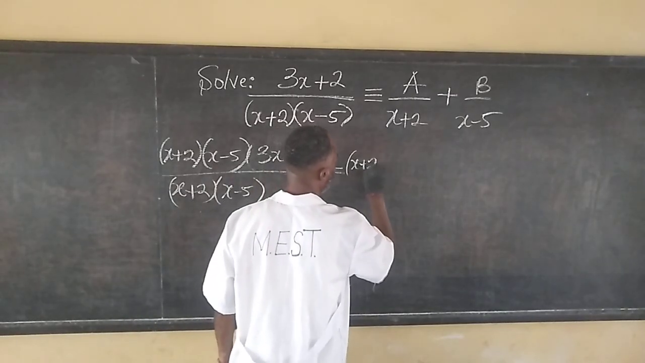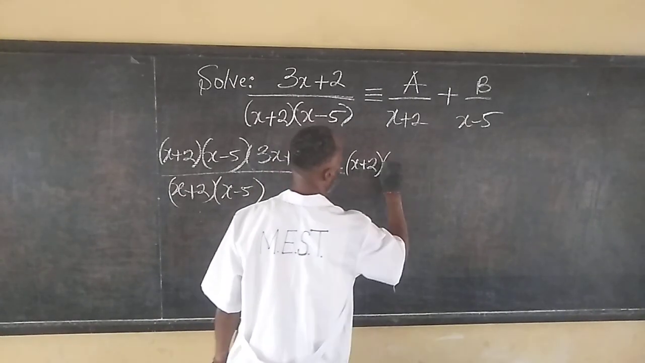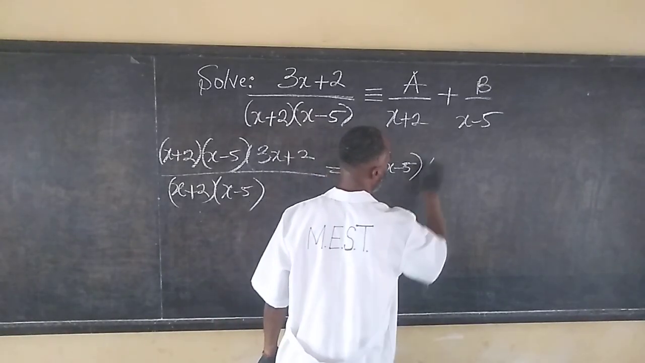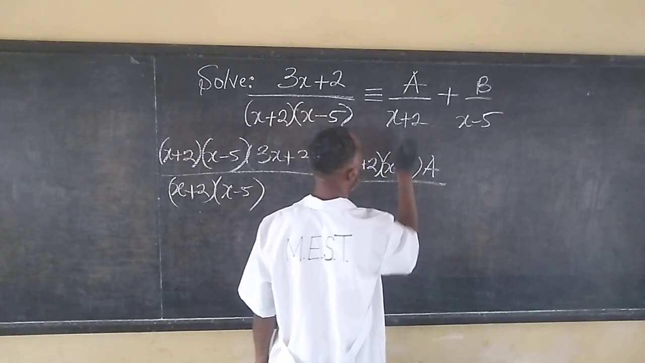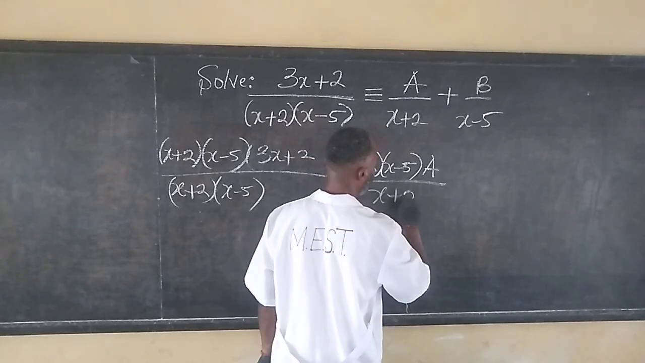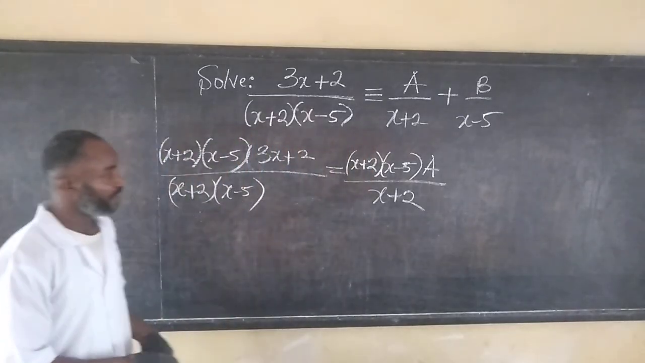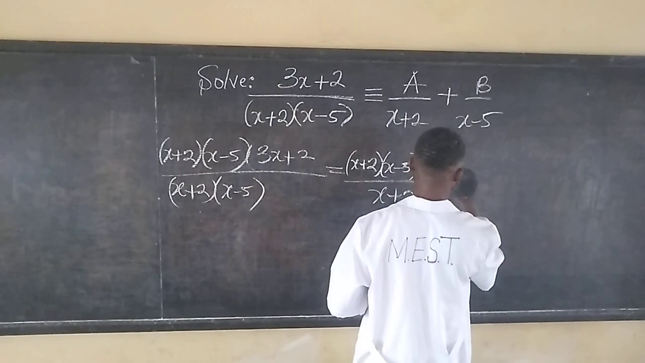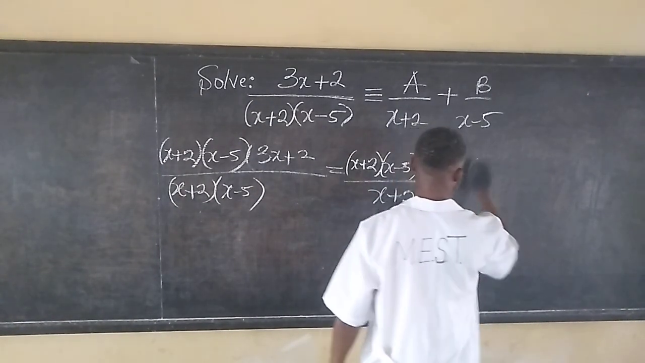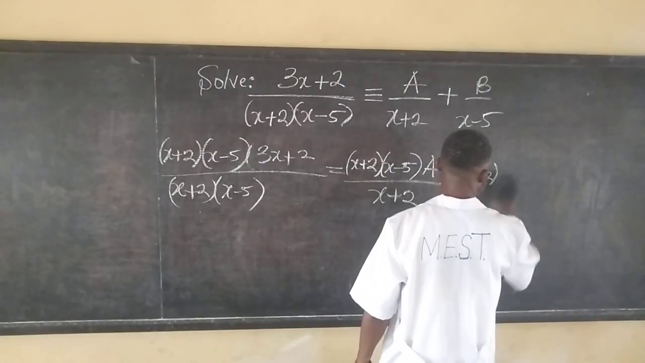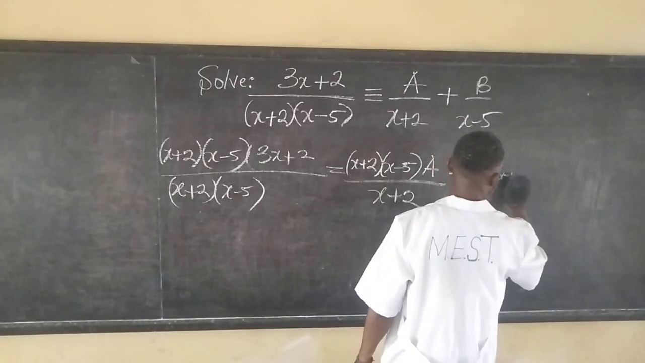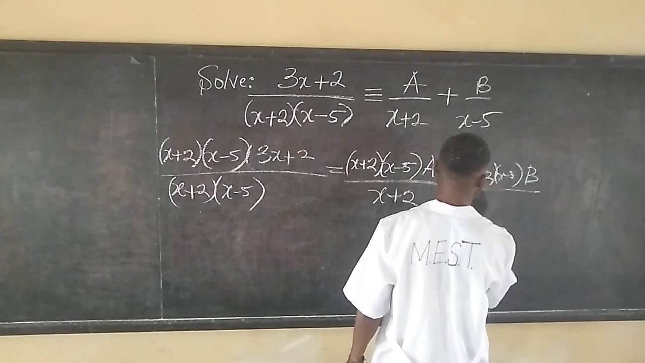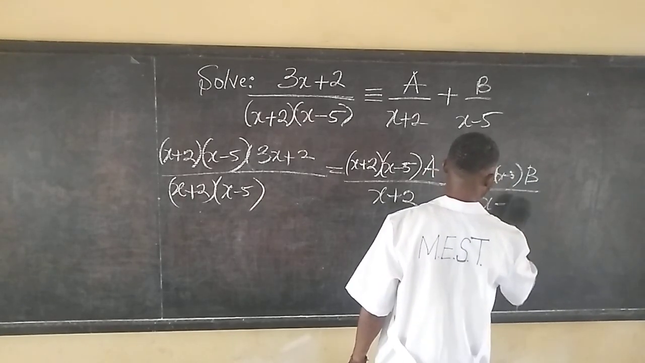(x plus 2)(x minus 5), and A all over everything about A, x plus 2. That is it. Alright, I'm taking it this way. And the last thing is plus, watch this. We maintain (x plus 2)(x minus 5), and then B all over everything that has to do with B, which is x minus 5.